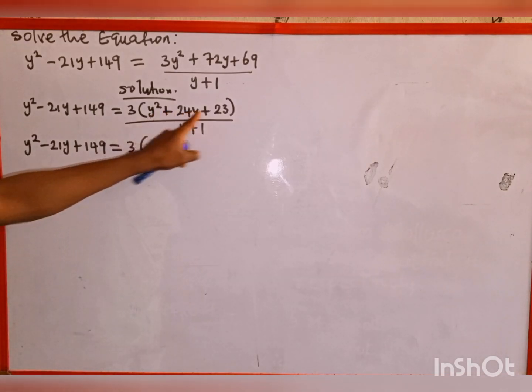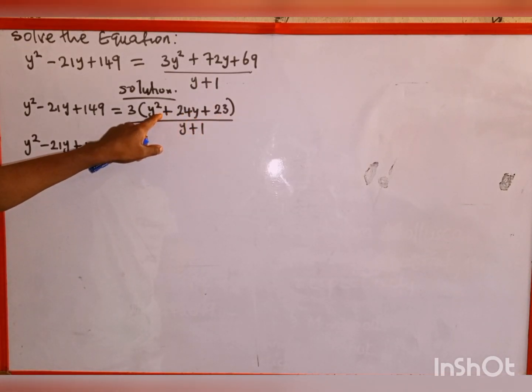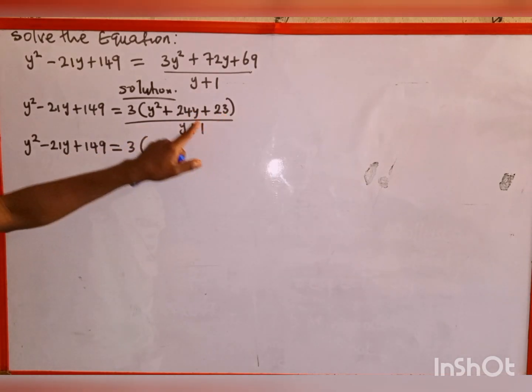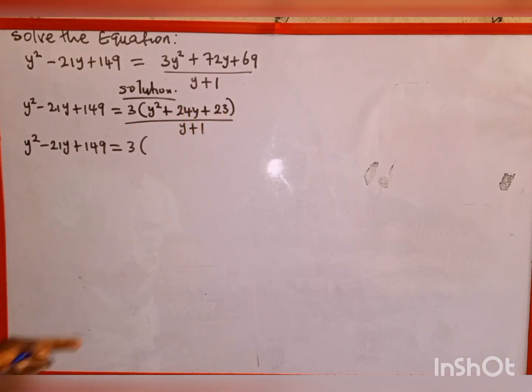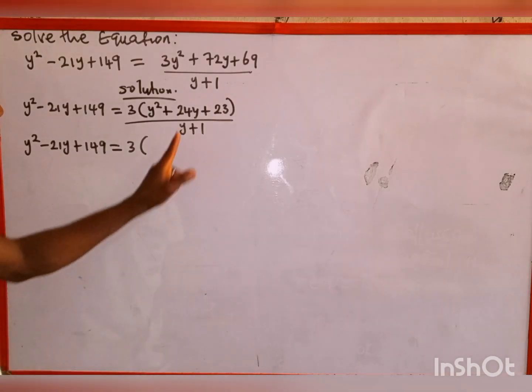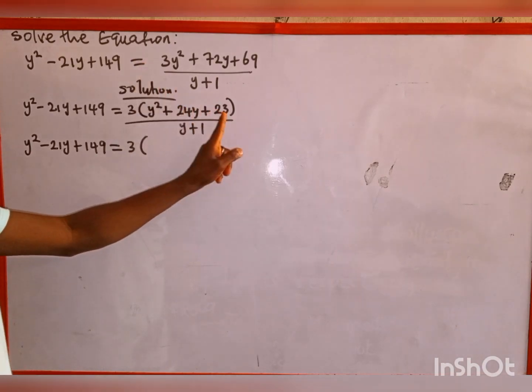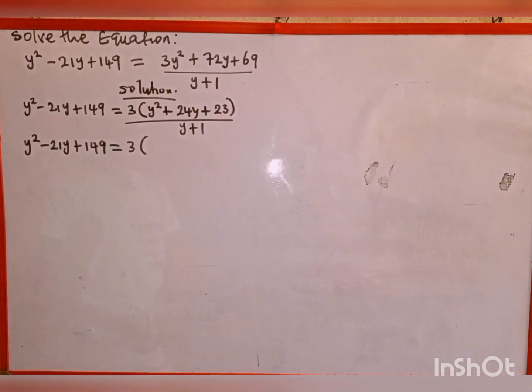So if you look at this, inside this bracket, y squared, y to the second power, y to the first power, and this is constant. So this is a quadratic equation. What we are going to do is to use the factorization method to solve this quadratic equation. Then you look for two numbers. When you add the two numbers together, you are going to get the coefficient of y, which is 24. Then when you multiply the numbers, you are going to get 23.